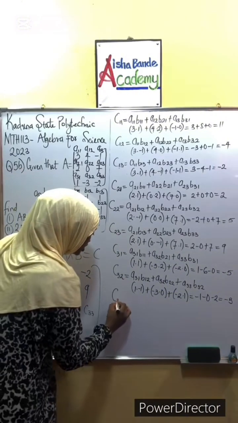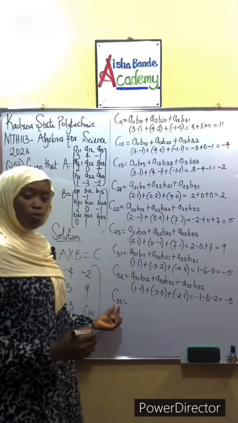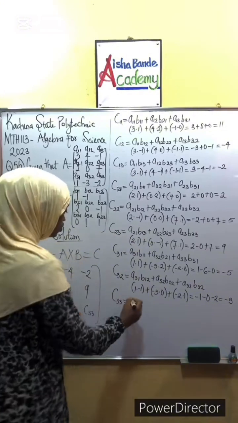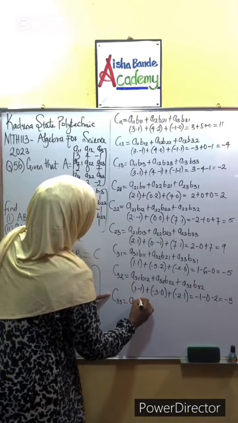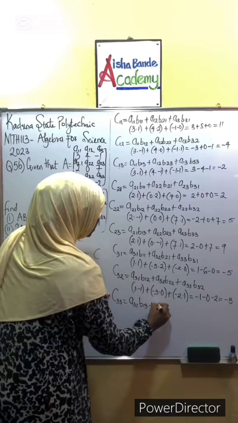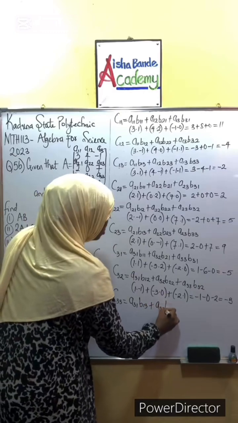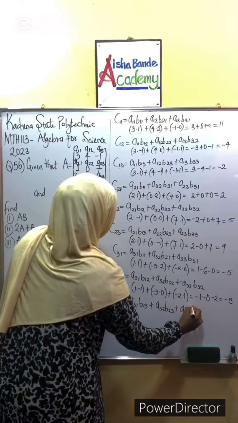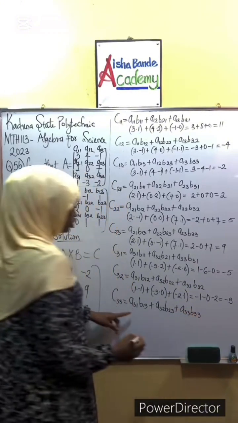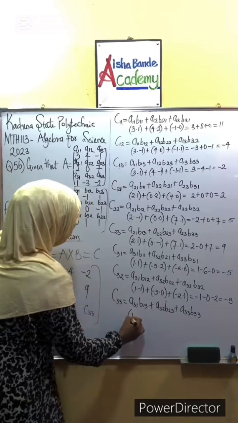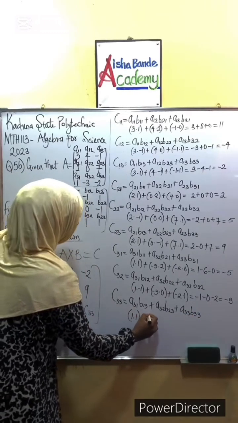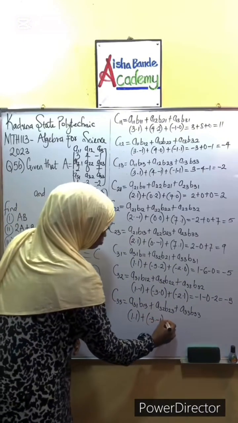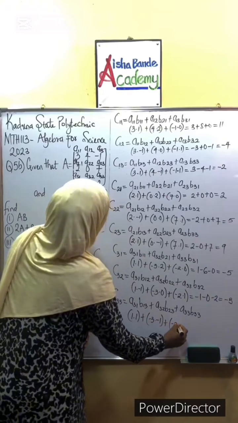So this is C33. C33 means the third row of matrix A, third column of matrix B. So this is A31 B13 plus A32 B23 plus A33 B33. So let's substitute in the values. So this is going to be 1 multiplied by 1 plus minus 3 multiplied by minus 1 plus minus 2 multiplied by 1.